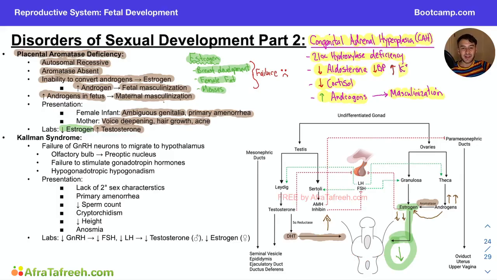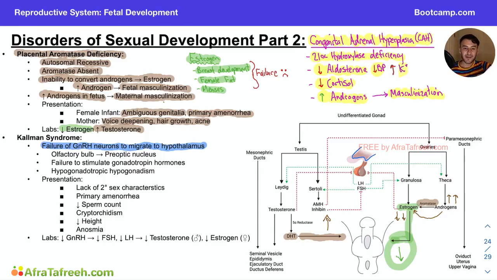Let's move on now to talk about Kallmann syndrome, which is going to be another disorder of sexual development. And in Kallmann syndrome, it's all going to be about our GnRH neurons and their failure to migrate to the hypothalamus. So if we do a little bit of drawing here in our master diagram, I'm going to outline our hypothalamus right here. And this is going to be in close connection with the pituitary gland.